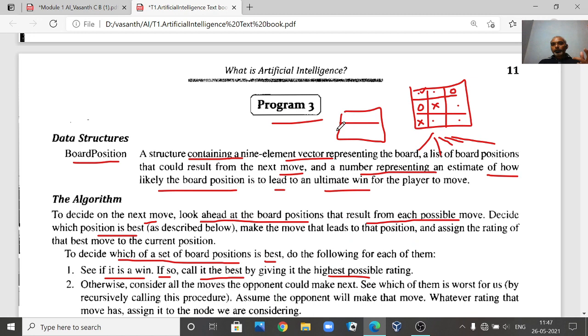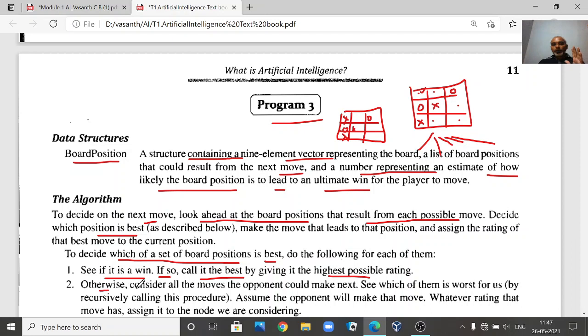Now what will be the possibilities here? This is already O, this is X, and X is here again. Here O is there. Now X can make a move here. If he makes a move here, is he going to win the game? Right? If he is going to win the game, then that will be the best move.